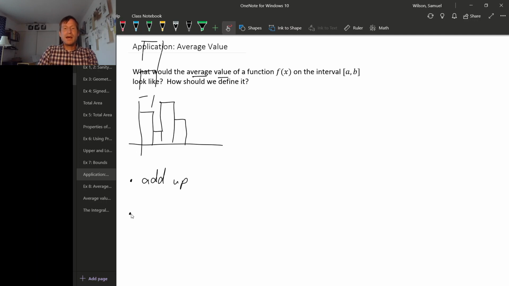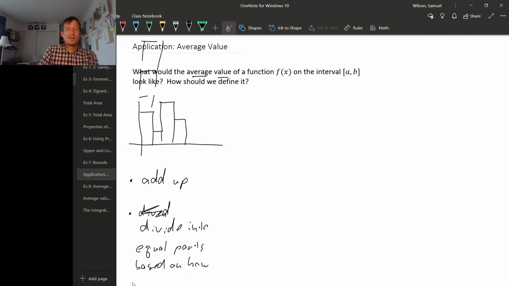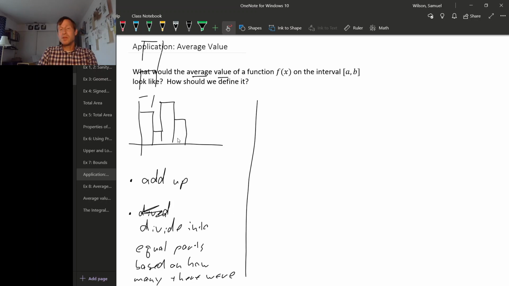So you add them up, and then you divide that result into equal parts based on how many things you started with. So equal parts, how to express that? I guess just say based on how many there were. Okay, so that's how you calculate the average of some numbers.